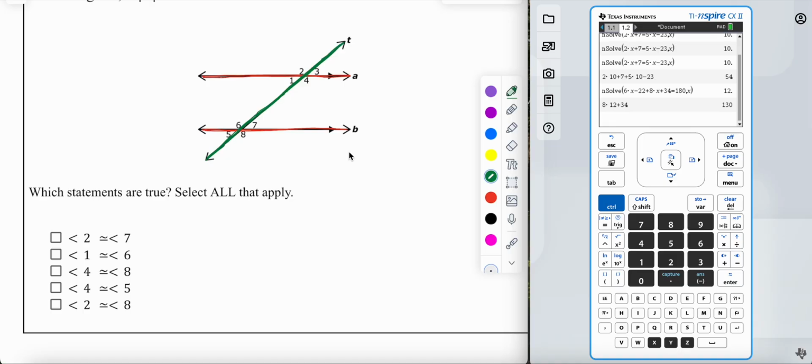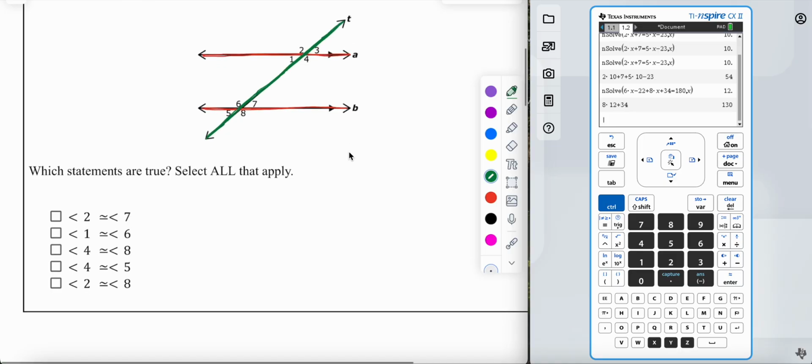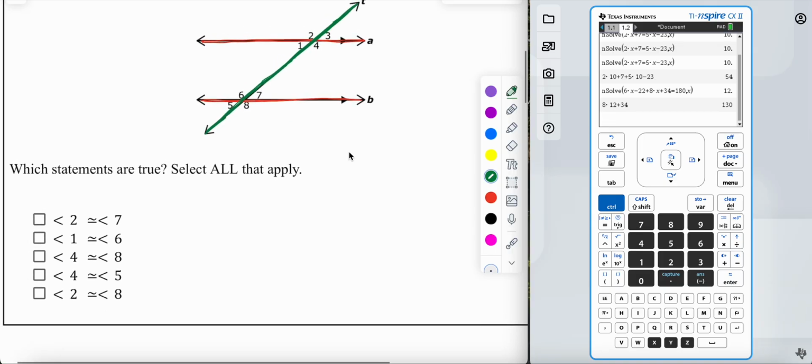All right? When that is the case, different kinds of angle relationships are formed. So we're going to look at them. It says, which statement is true? Select all that apply. So it says angle 2, this means equal or congruent. So angle 2 is congruent to angle 7. So let's look at 2. So angle 2 and angle 7, they are congruent.